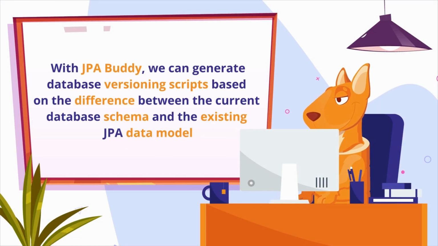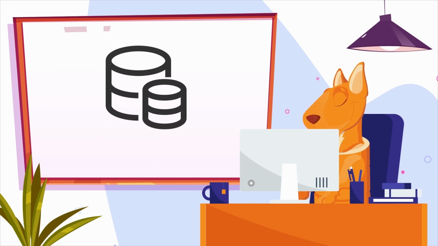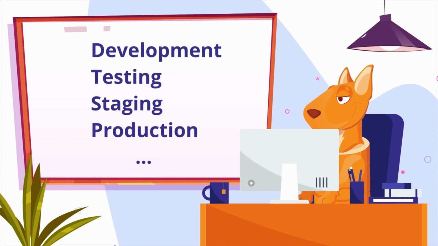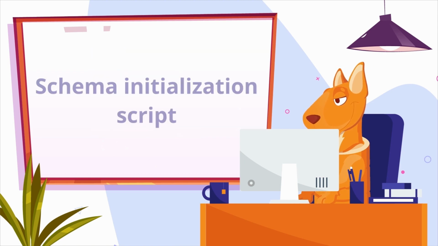With JPA Buddy, we can generate database versioning scripts based on the difference between the current database schema and the existing JPA data model. We have an existing database instance, but we should be able to create this database from scratch. This is essential for the new development environment setup, testing, and so on. To achieve this, we need to create an initialization script for the existing database.